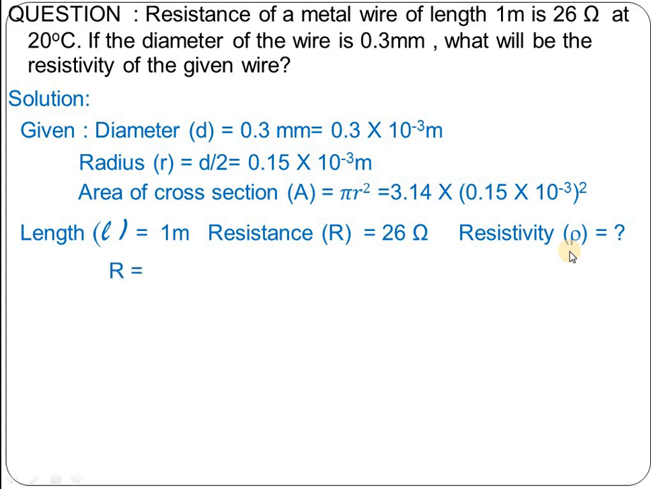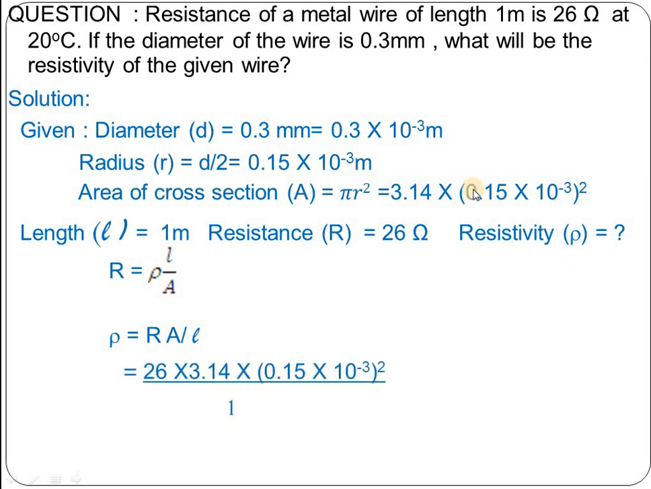Now we have the formula R is equal to rho L upon A, or we can use the formula rho is equal to R A upon L. Putting the values of resistance as 26, area of cross section pi r square, and length as 1 meter, we get the value of rho, that is resistivity, as 1.84 into 10 to the power minus 6 ohm meter.